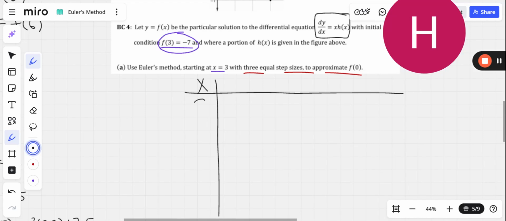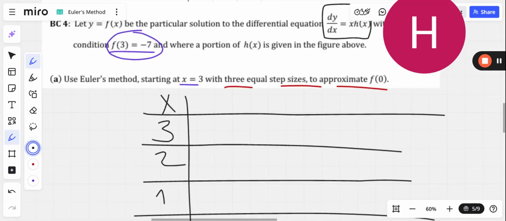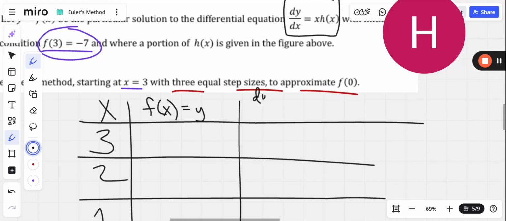We're starting off at 3, and we're using equal step sizes. So that's going to be 2. That's going to be 1. That's going to be 0. And here we have these f of x values that we're approximating. And here we have these dy/dx slopes that we're using for each of our tangent lines.